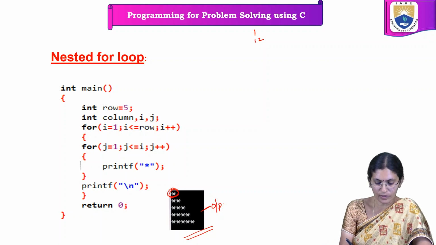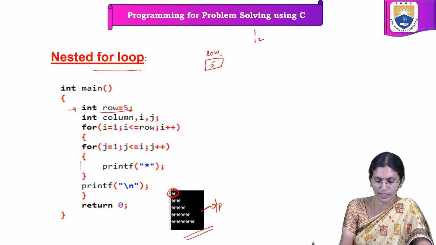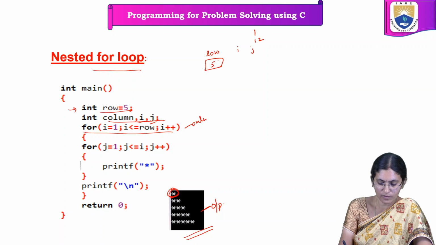So let us see the working of this nested for loop. First the control is transferred here. As you know, a program is executed sequentially. If there is any loop, then the statements inside the loop will be executed a number of times. So first the row value is initialized. The row variable is initialized to 5. So row is equal to 5. We have not initialized any values for i and j. There are two variables, i and j. This is the outer for loop and this one is the inner for loop.